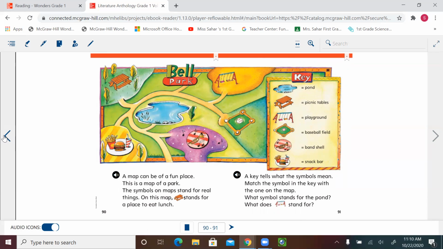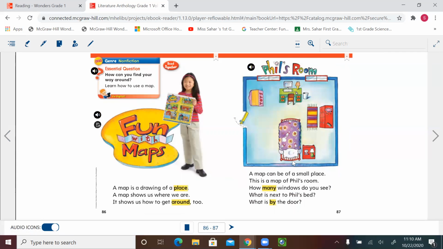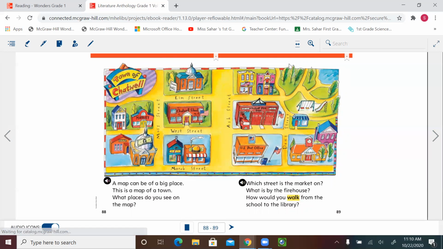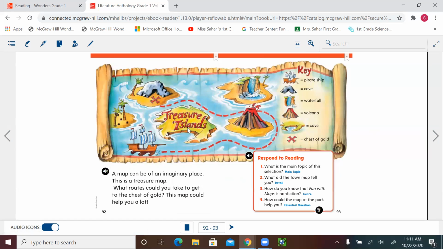So maps come in different kinds. Some of them are small, like just for a room. Some are big, of course, like a map for a whole town or a city. And then we now have also fun maps like the one for the park, or just a fantasy world or treasure island or imaginary place, like the map you can just draw and have fun with your friend. All right, that's it for today, first graders.